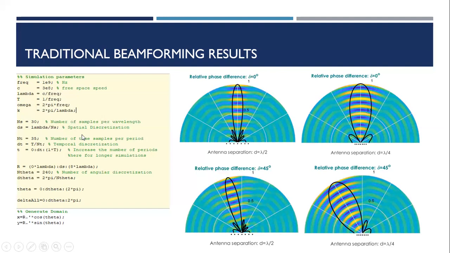So I then tuned this relative phase difference using delta all parameter right here and at the 45-degree angle, and the bottom two are the simulation result for that with the same antenna separation, but now the phase angle is 45-degree, meaning the direction of the beam is not changed.